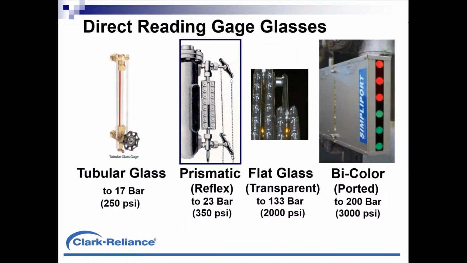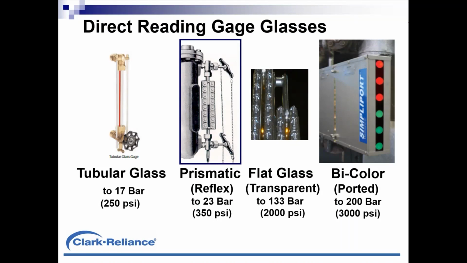In the applications in water level for direct read gauge glass, there really are four technologies that are available in the marketplace. Tubular glass, which you may see on a feed water heater or some very low pressure application. 17 bar, 250 PSI is really the limit for those, but that is the thinnest glass in the industry.